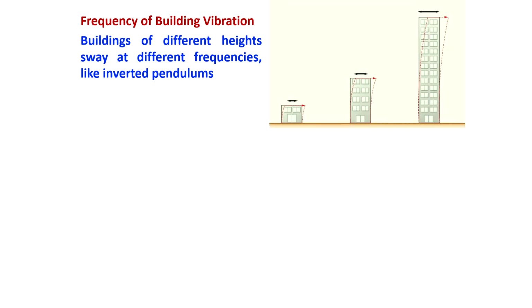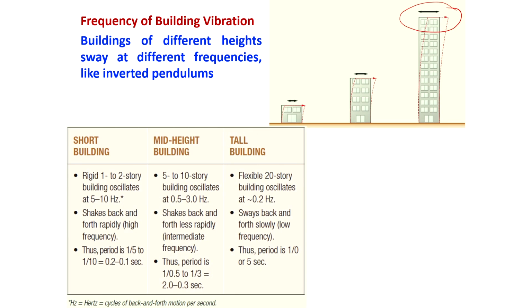So, if you see this figure, then you will understand that the shorter buildings will have much lesser sway as compared to the taller buildings. Taller brick buildings will have larger sway. Keeping this in mind, one can understand what is going to happen if you have taller buildings which are getting affected by the low frequency waves.